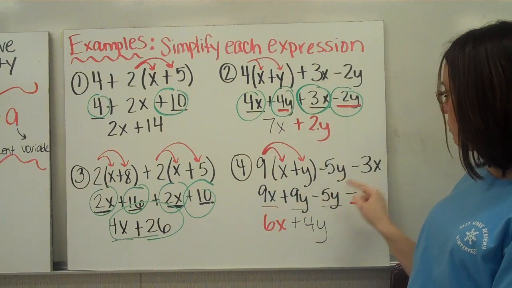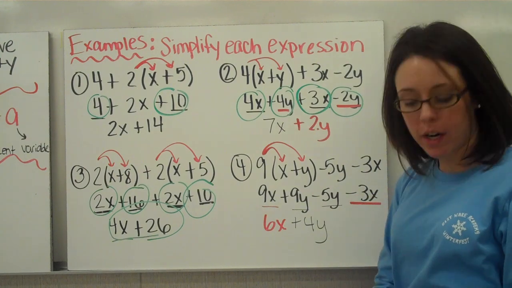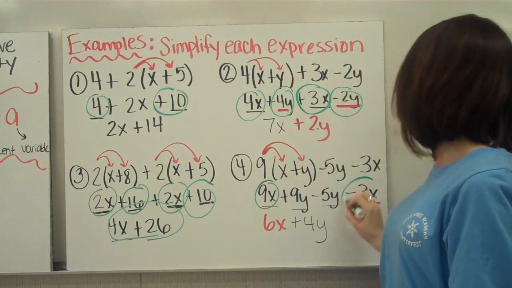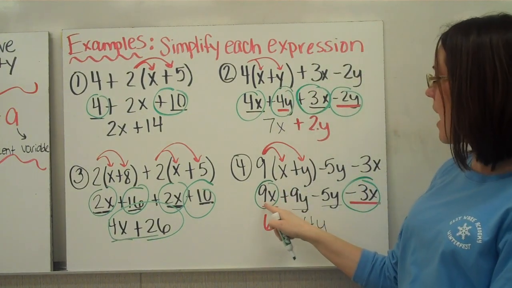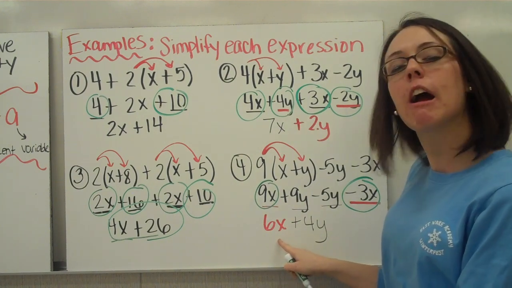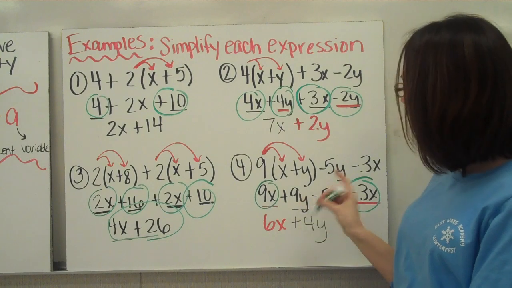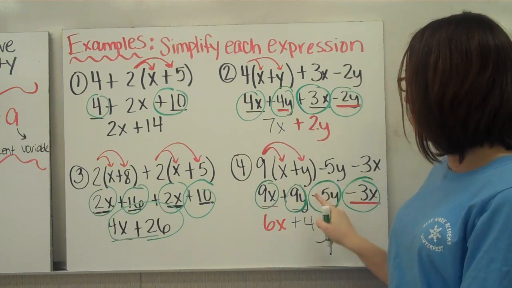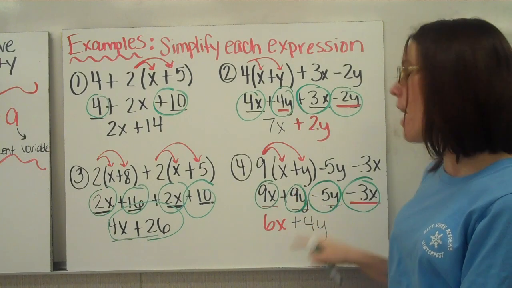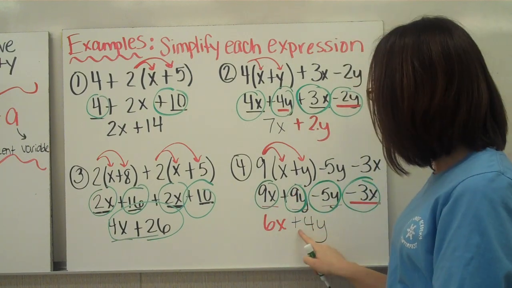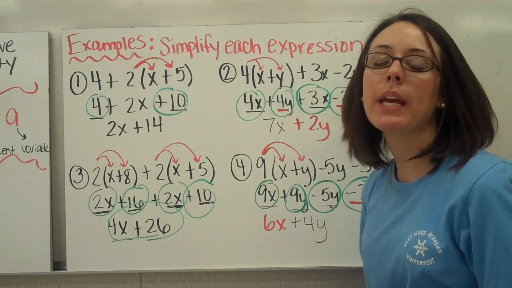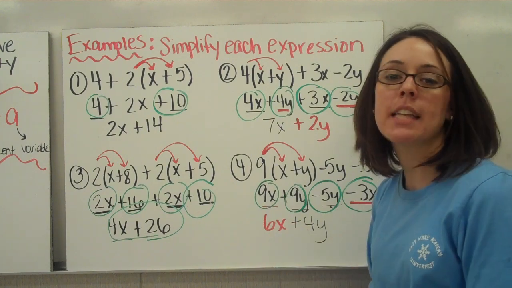Next, bring down your minus 5y and your minus 3x. We're going to look to see if we have any like terms. We sure do. 9x minus 3x. So you have 9 and you take 3 away. You're left with a 6x. Let's look for our other like terms. 9y minus 5y. Remember, use the sign in front of the 5. 9 minus 5 is a positive 4y. You're left with 6x plus 4y. Again, we cannot add those because they are not like terms.